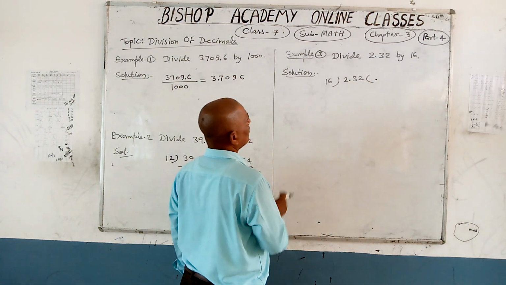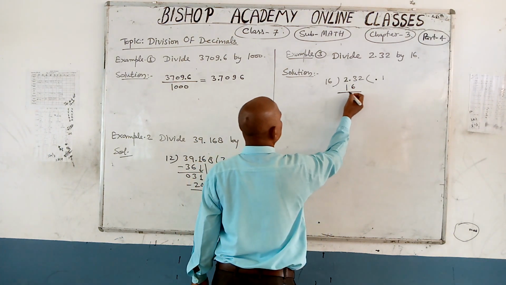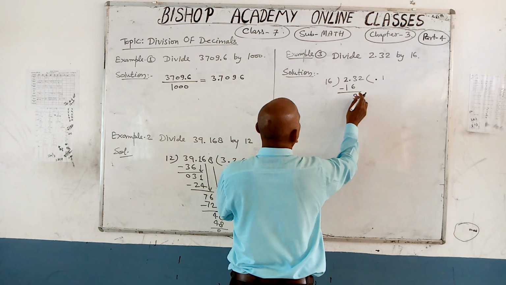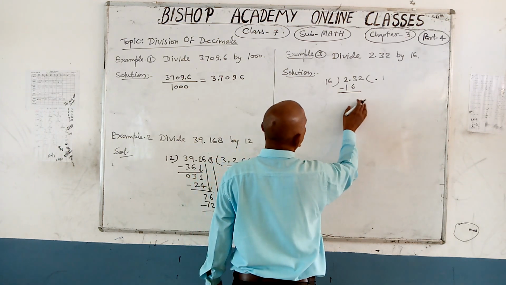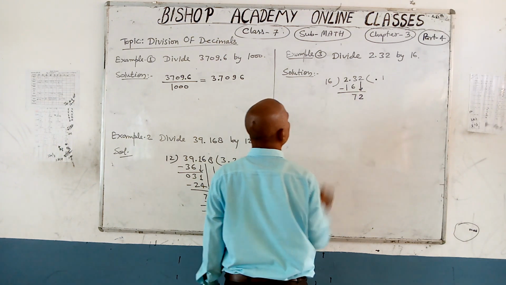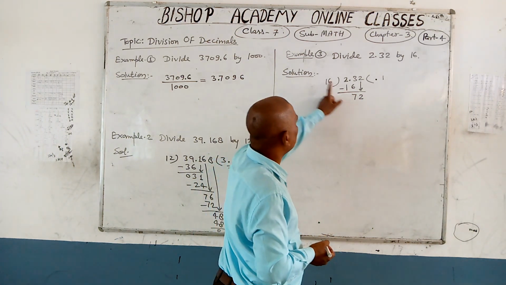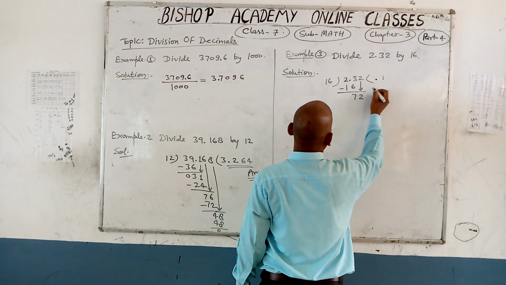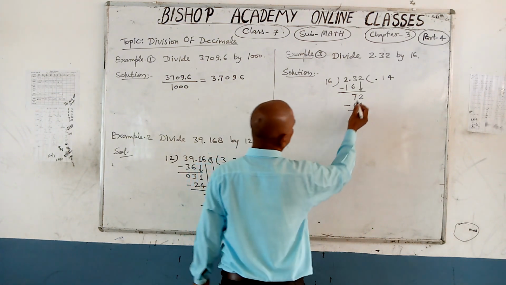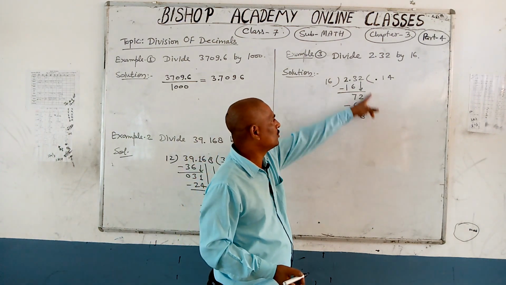232 है. 232 को आप 16 से डिवाइड करेंगे तो 16 बन जाए 16. 23 में से 16 निकाल दीजिए तो 7. Take down this 2 below. 72. How many times will you divide 72 by 16? 16 4s are 64. Now subtract 64, you will get 8 here, and there are no more digits to take down.